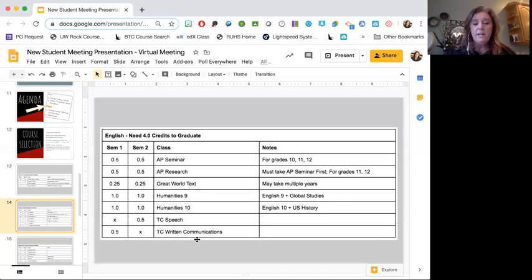If you are a 9th grader, I would start you here in Humanities 9. Notice that Humanities 9 is 1 full credit first semester and 1 full credit second semester. It is a year-long class. It is a total of 2 credits because Humanities 9 is both English 9 and Global Studies combined. So incoming 9th graders will want to take Humanities 9.